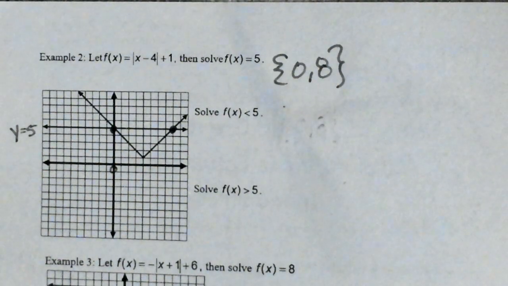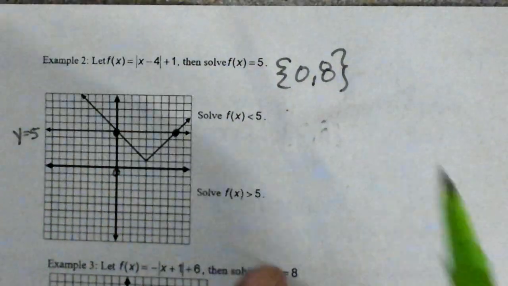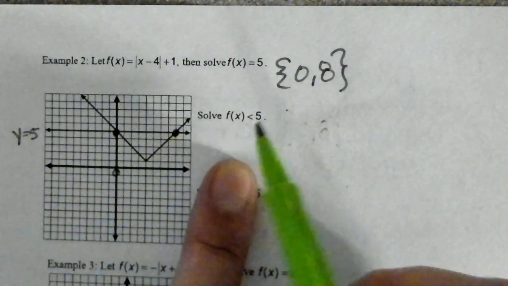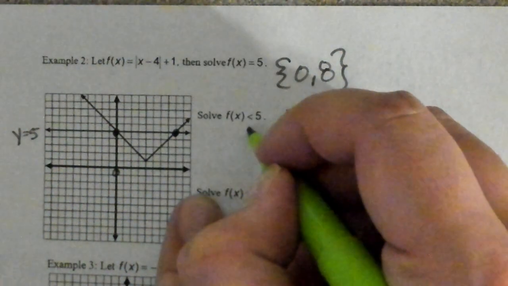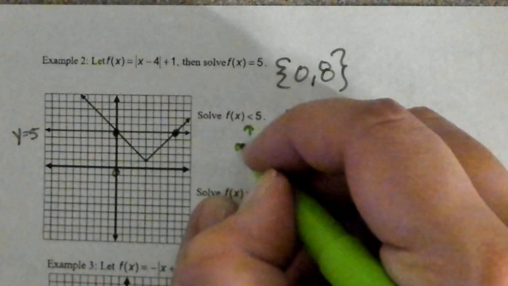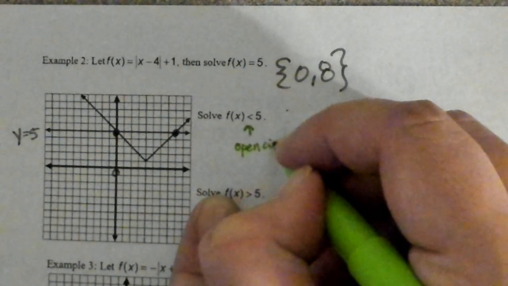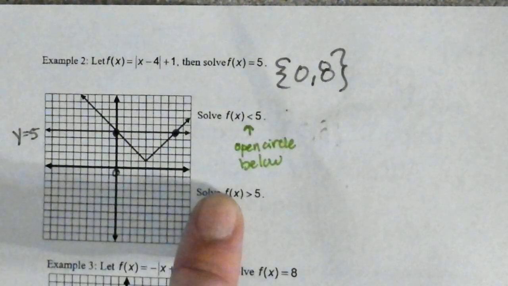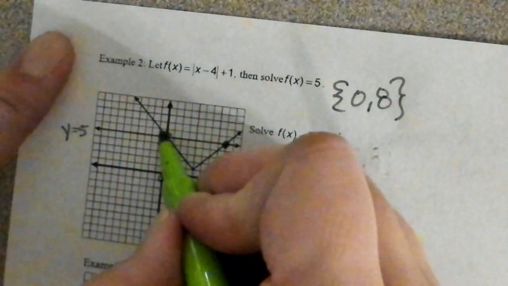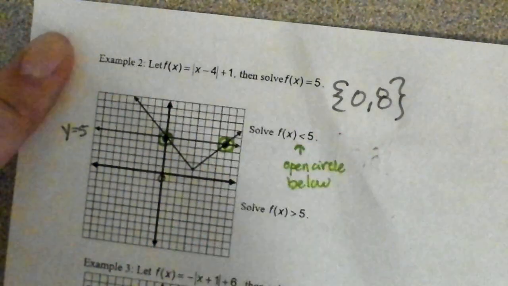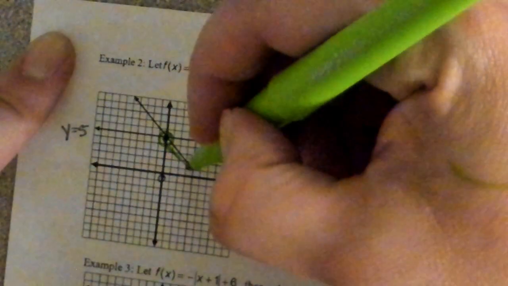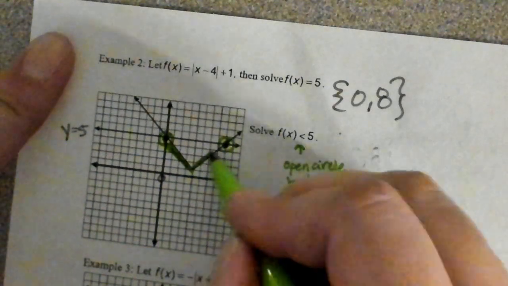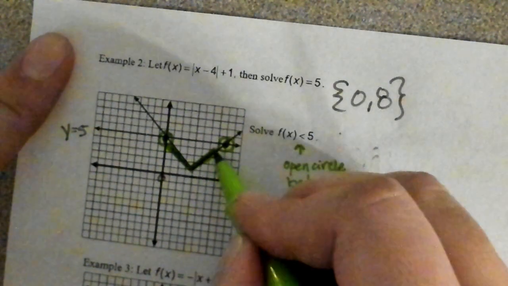Okay. All right, now if I want to solve when f of x is less than 5, less than, there's no equal to bar, so it's an open circle, and less than means the part that is below our line. So open circle and below. So that's this part right here, right?